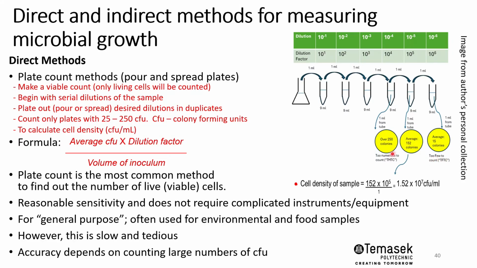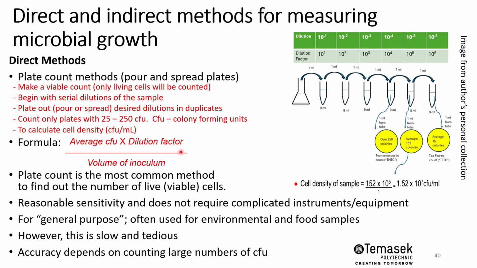We're looking at 25 to 250 colonies. If it's too high, more than 250 colonies, we call it TMTC, too numerous to count. If it's too low, too few to count, less than 25, then it will not be significant to give you accurate results. So the sweet spot is between 25 to 250 colonies.